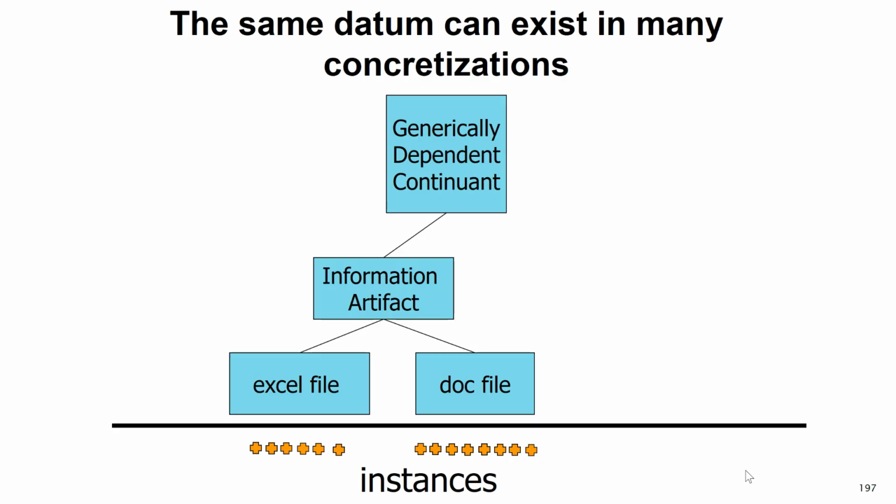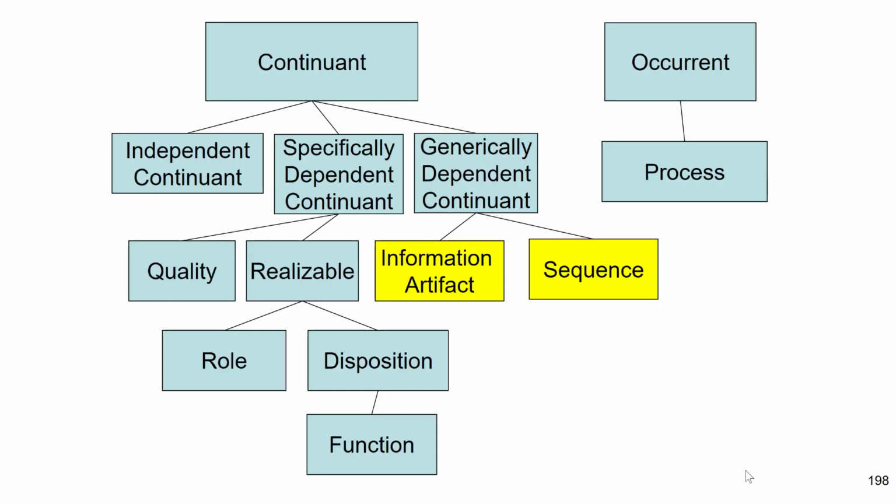So the same data or the same datum can exist in many concretizations. We may print out 100 copies of a database on 100 different sheets of paper, or make 100 different Excel files in 100 different computers of the same data. So that's where generically dependent continuants go. It's a sibling of specifically dependent continuant, and there are two major types. These are not terms in BFO now. These are just examples of subtypes of generically dependent continuant.